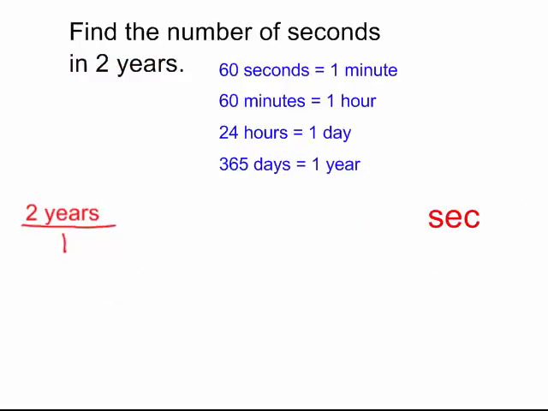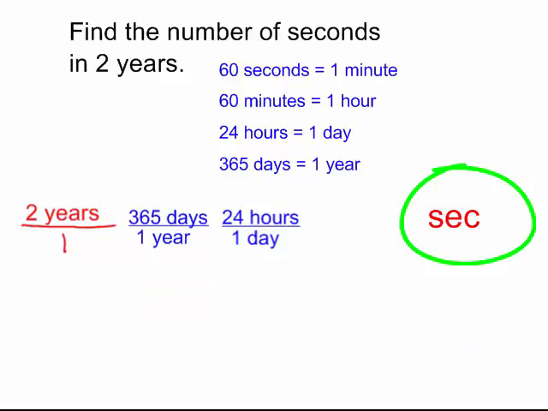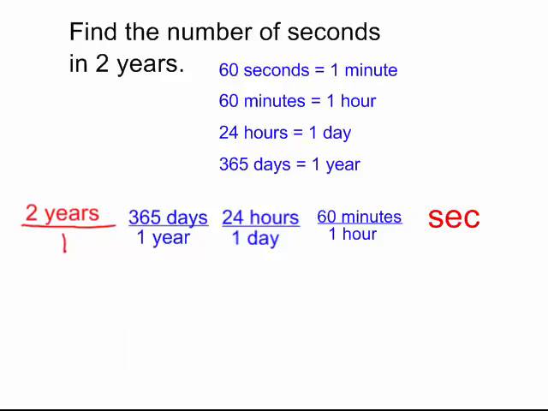So I have 2 years. I know there's 365 days in 1 year. But remember, I'm trying to get to seconds. I know there are 24 hours in 1 day. Okay, so now I have hours, but I want seconds. I know there are 60 minutes in 1 hour. I'm still not to seconds yet. So what do I know about minutes? I know there are 60 seconds in 1 minute. I am now to the unit that I would like to end with.